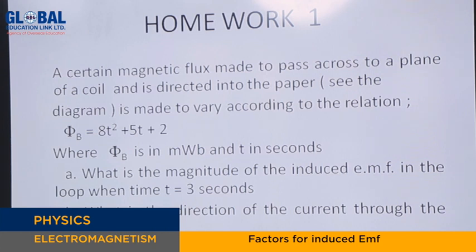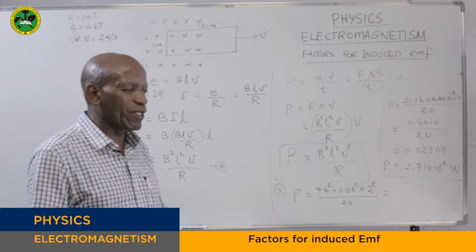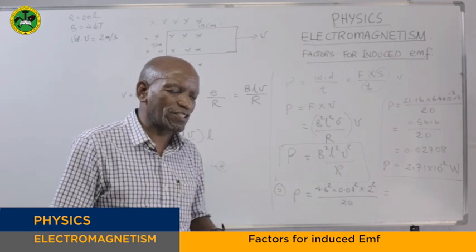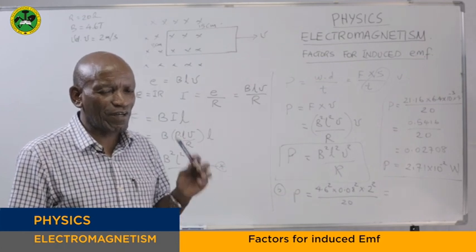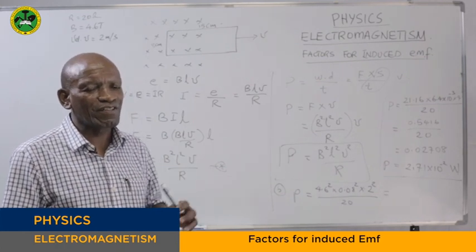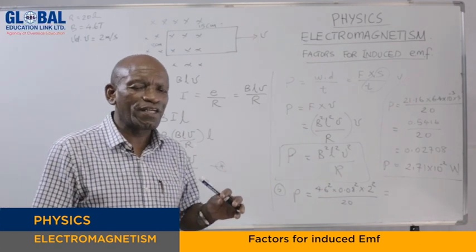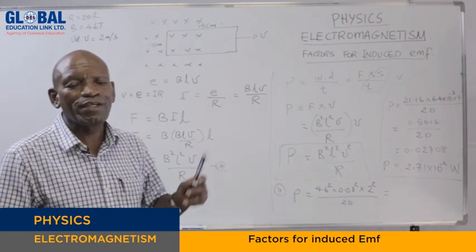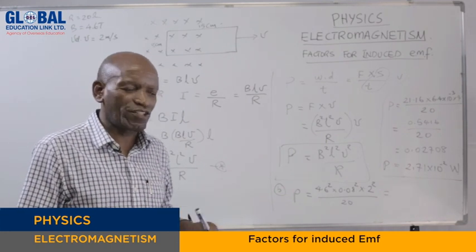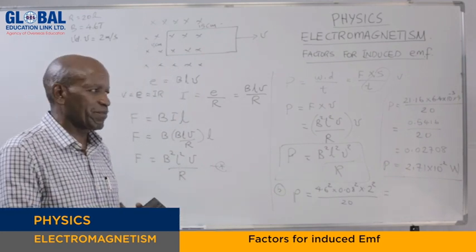Part B: what is the direction of the current through the resistor? My dear students, as you can see from this question, parts A and B really need you to understand Faraday's law and Lenz's law, to know how the induced EMF depends on the magnet, and also the direction. Part B really refers to the direction.